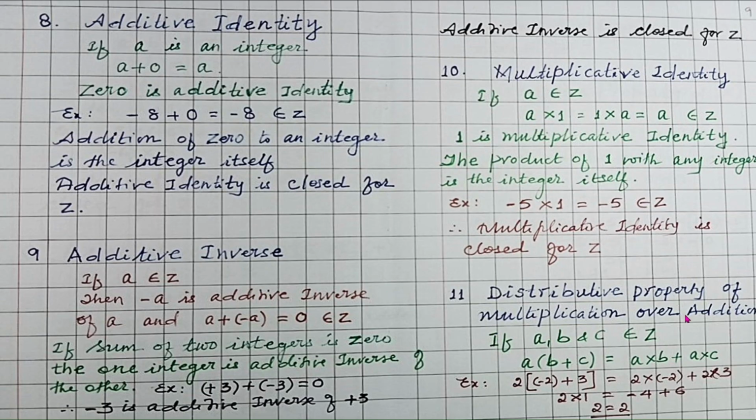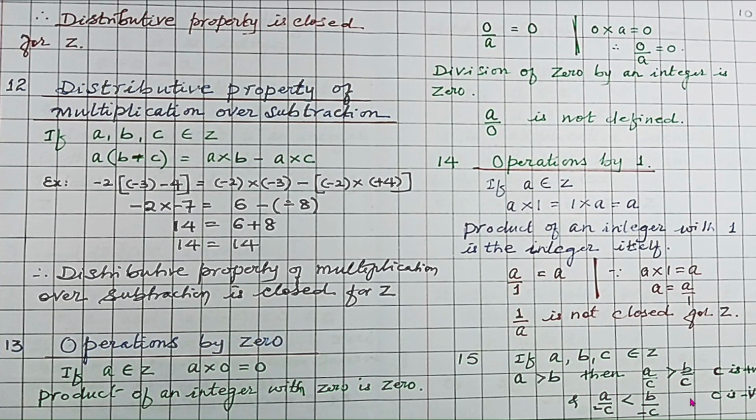Now, the distributive property of multiplication over addition. What is this? When I multiply a with b plus c, I can multiply a with b and a with c and add them, and I get the same answer. It is true and closed for the set of integers. Similarly, the distributive property of multiplication over subtraction is also closed for the set of integers. If I multiply a with b minus c, I can also multiply a with b and a with c with a subtraction sign in between. We get LHS equal to RHS, which is very much closed for the set of integers.